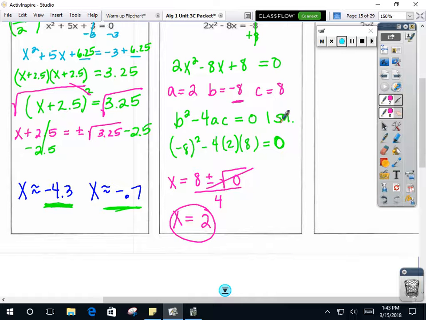Do you see why it worked out that we only had one solution? Because of that 0 basically canceling out, and so we couldn't do plus or minus, because plus 0 minus 0 is going to do the same thing, right?